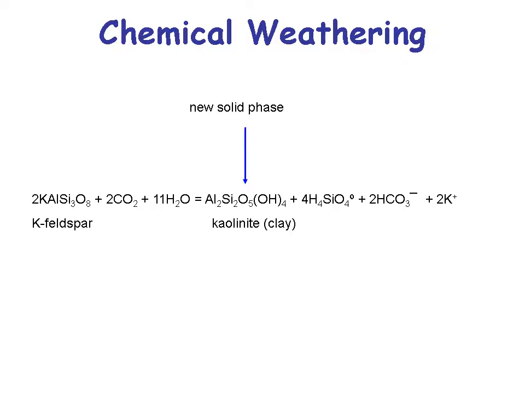It's a new solid phase plus dissolved ions. So the ions on the right under the red would dissolve and just go away, whereas what's under the blue arrow, the kaolinite, would be a new mineral.